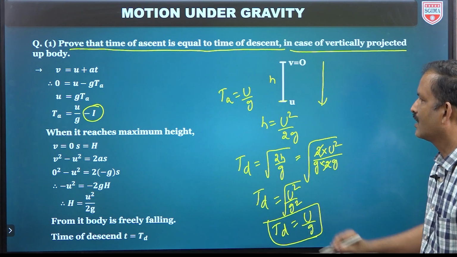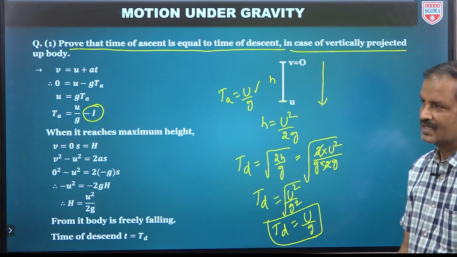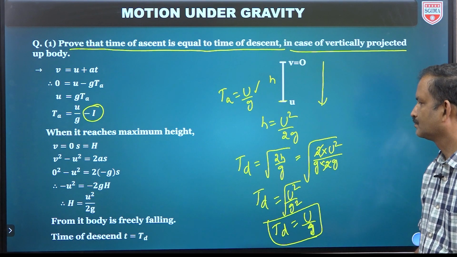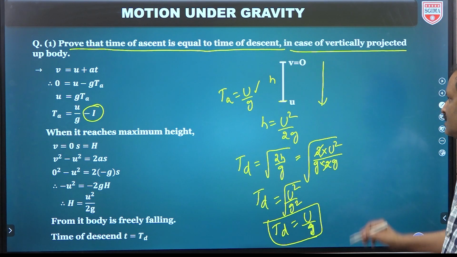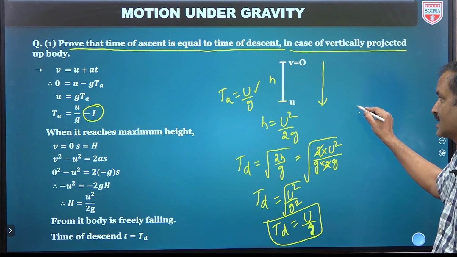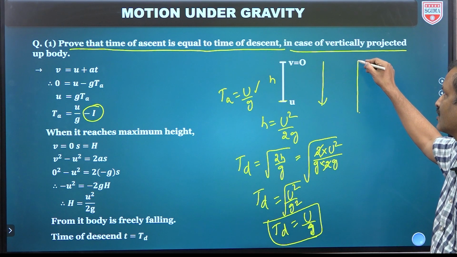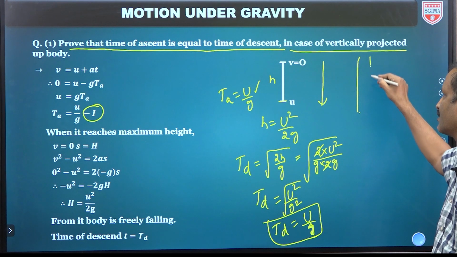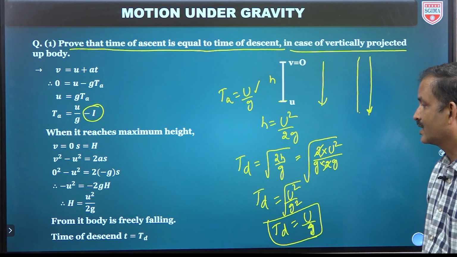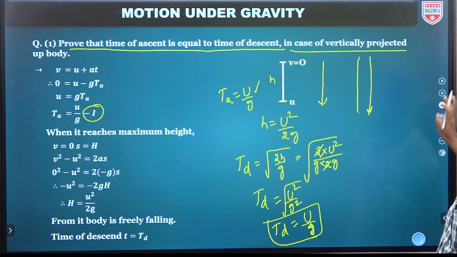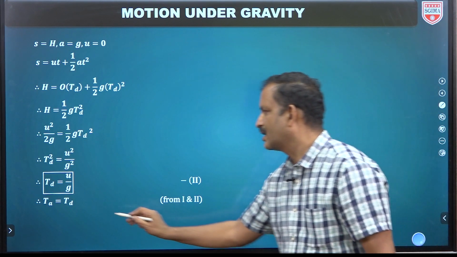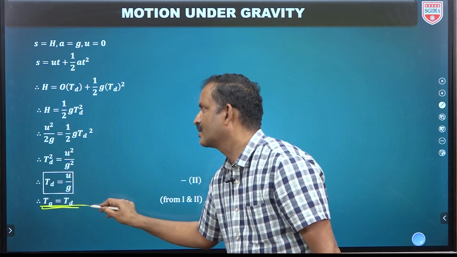So from that, what we can say is that time of ascent is u by g, I got. Time of descent is also u by g. That means in absence of frictional forces, air friction, the time taken to go up is equal to the time taken to go down. Time of ascent is equal to time of descent. So I already proved that time of ascent is equal to time of descent.